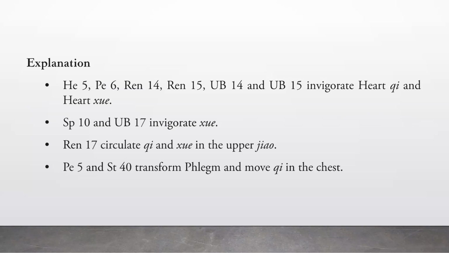Explanation: heart 5, PC 6, REN 14, REN 15, UB 14, UB 15 invigorate heart qi and heart blood. Spleen 10 and UB 17 invigorate blood. REN 17 circulates qi and blood in the upper jiao. Pericardium 5 and stomach 40 transform phlegm and move qi in the chest.